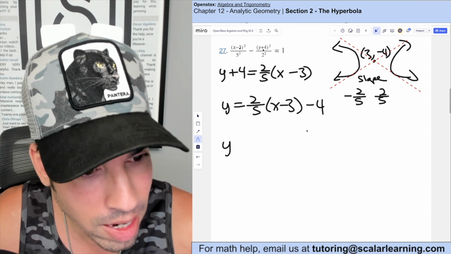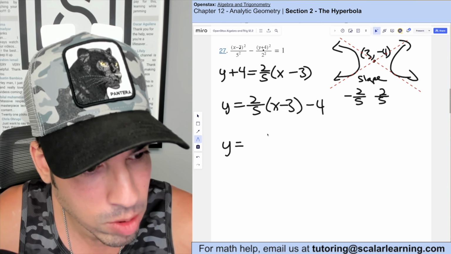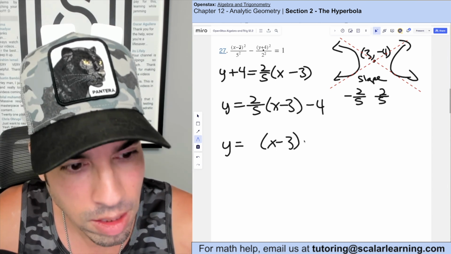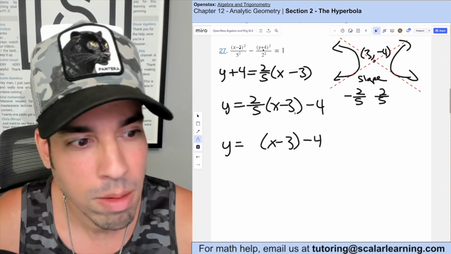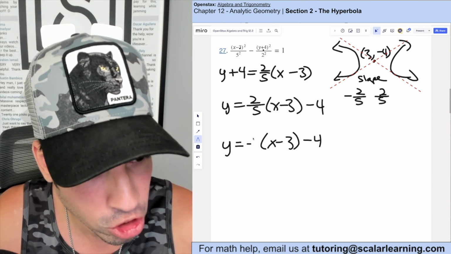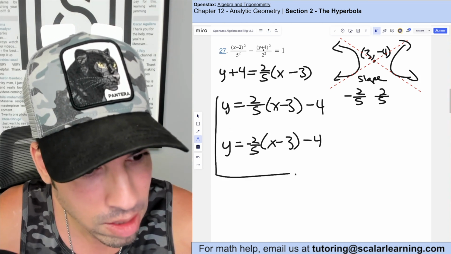And then the second asymptote is the exact same in terms of the x minus 3 and the minus 4, because it's using the same point, but the slope is negative, so we just change that to -2/5. That's how you do it.